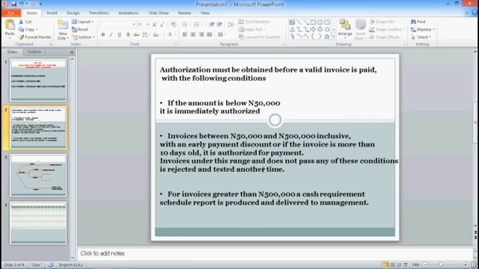We are treating invoices between 50,000 and 500,000, but the range is any invoice that is less than 10 days old and does not pass any of these conditions. What conditions? Whether it has an early payment discount or not. So it means that any invoice that is less than 10 days and does not have an early payment discount is tested another time.